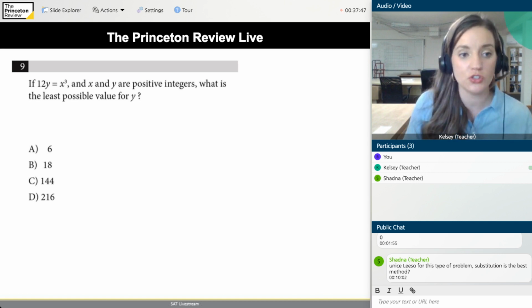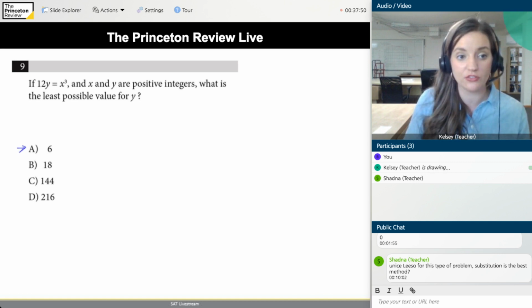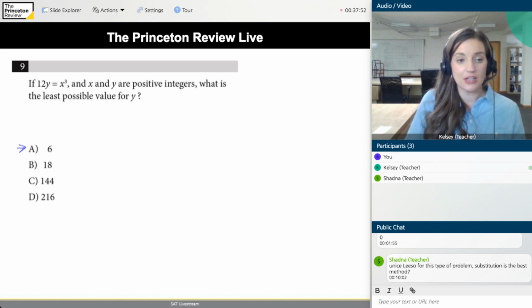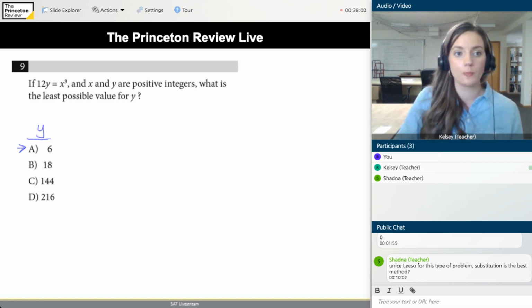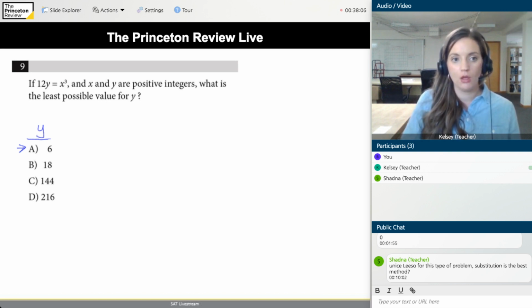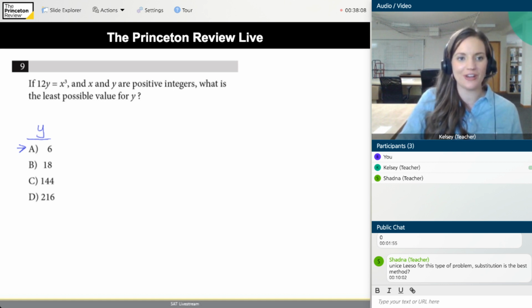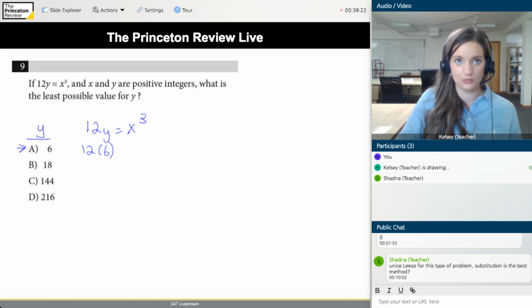And so that means we're going to start with the least possible option that we have in front of us, which is A. And so these answers are all representing y, all possible values for y, but we want to take a look at the lowest one, which is 6. So if y is 6, what's the next thing that we can figure out? Well, we've got this messy equation here, right? We've got 12y is equal to x cubed. So let's see what happens. We have 12 times y, which is 6. And we want to do that math here. That's going to give us 72.